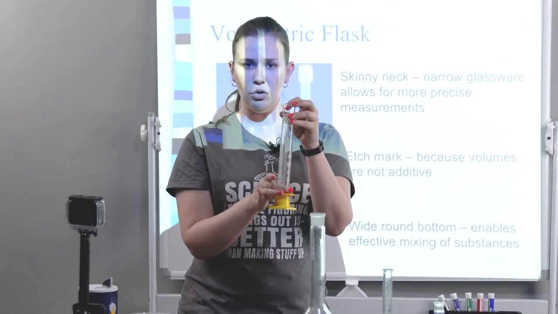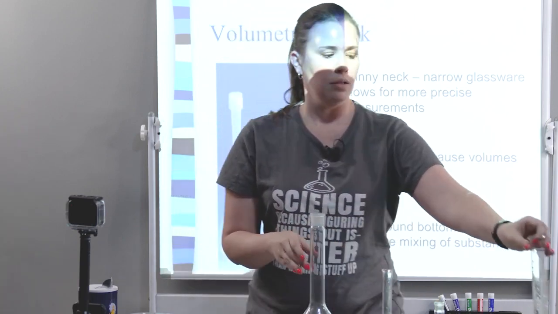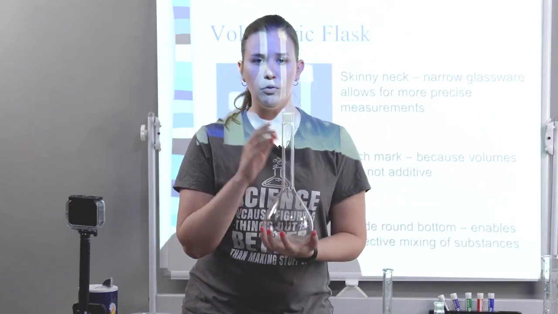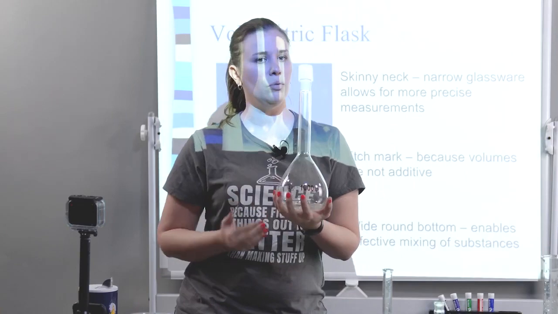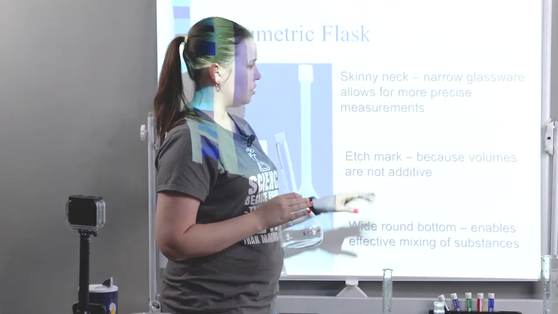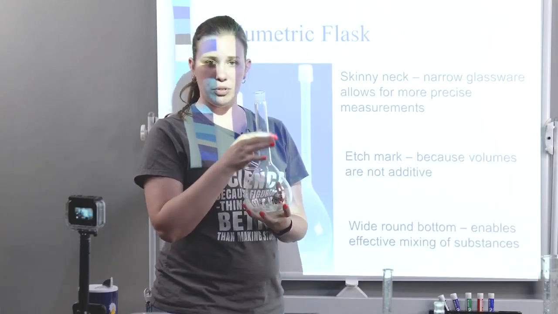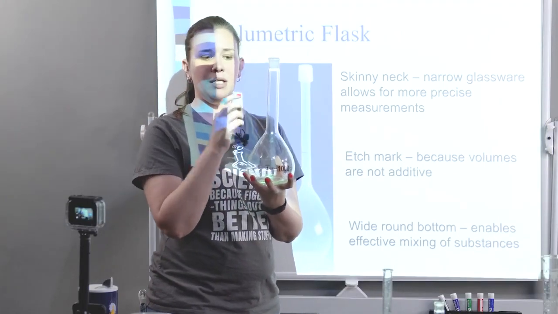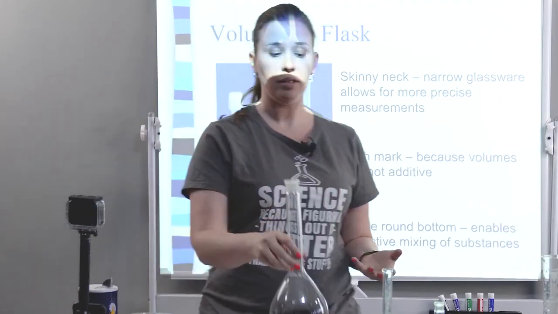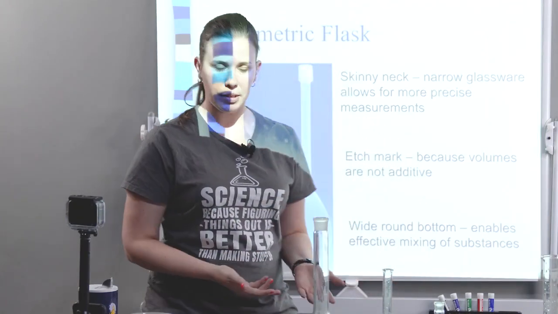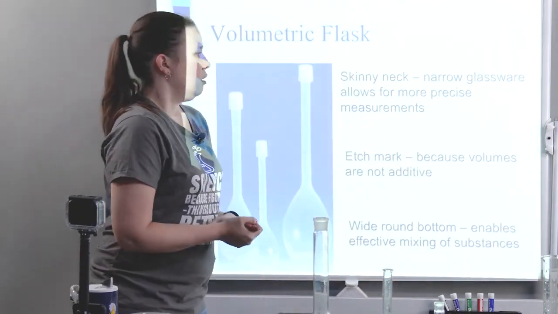This is what you get when you have a uniform width throughout. This is designed specifically for one volume, and so there is no way to use it for other volumes. So that's our etch mark. And then the skinny neck is going to allow for more precision. Whenever you take that measurement, the skinnier the neck, the more precise your measurements can be, or the more decimal places you can give your answer.